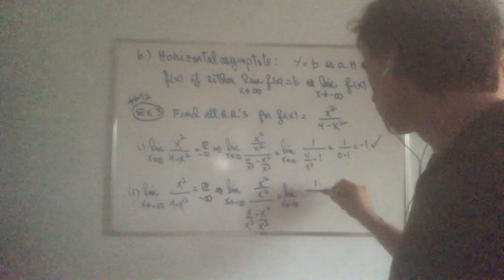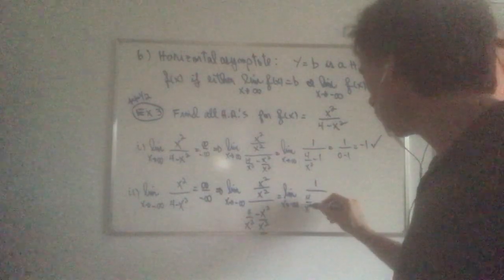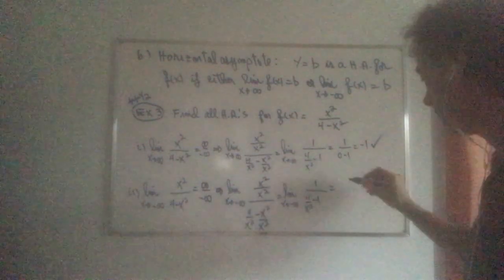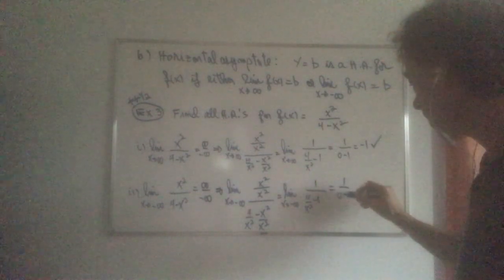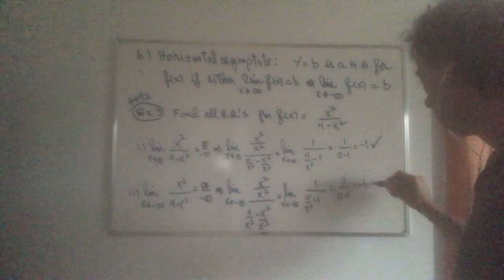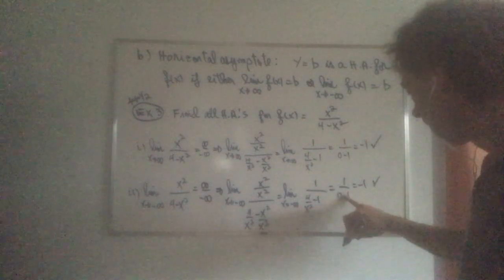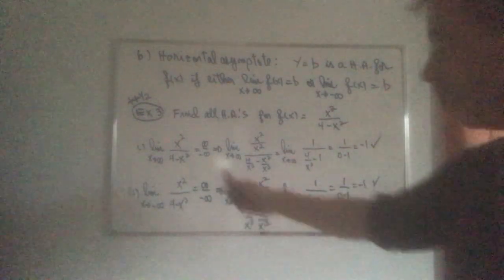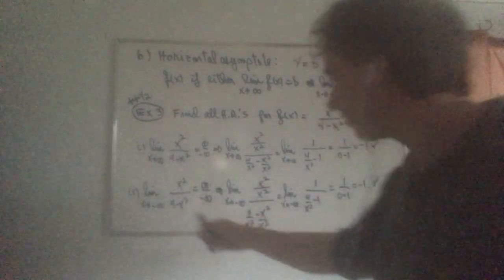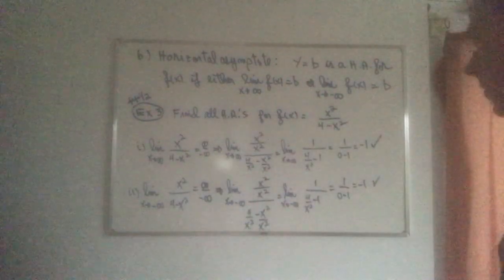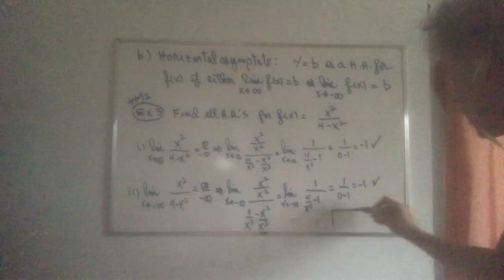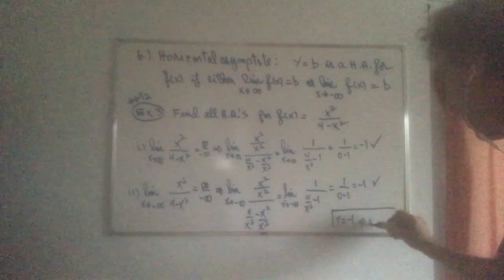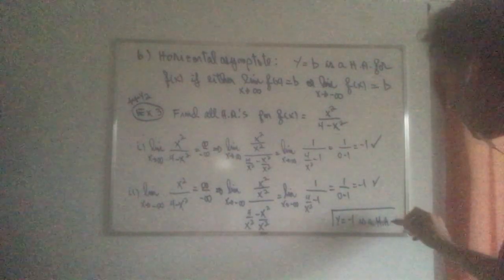You're going to get exactly the same expression as before. And then you're going to cheat and you're going to get exactly the same thing as before. And you're going to get minus 1. So basically, doing the positive infinity and the negative infinity limit gives me the same answer, which means that, as a conclusion, y equals minus 1 is a horizontal asymptote.